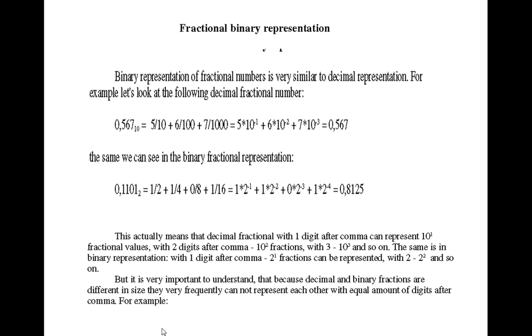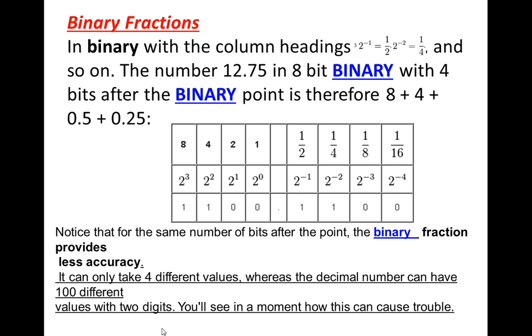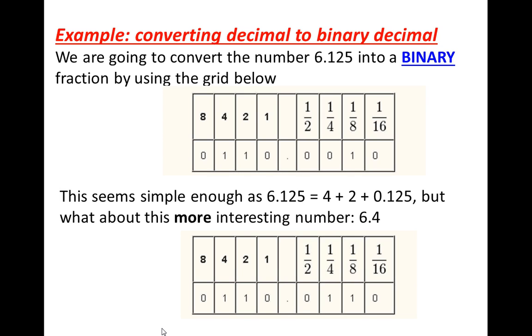Then we talked about fractional binary numbers. What is a fractional binary number? That can be represented by 0 and 1, and there is also a decimal point representation. This is the fractional binary representation, how we can represent using 1 by 10, 1 by 100, 1 by 1000 for decimal, or 1 by 2, 1 by 4, 1 by 8, 1 by 16 for binary. Next, we talked about binary fractions, that is 1 by 2, 1 by 4, 1 by 8, 1 by 16, and 2 power 0, 2 power 1, 2 power 2, and 2 power 3.